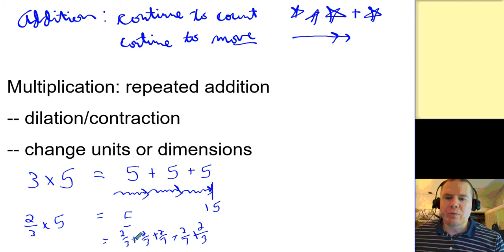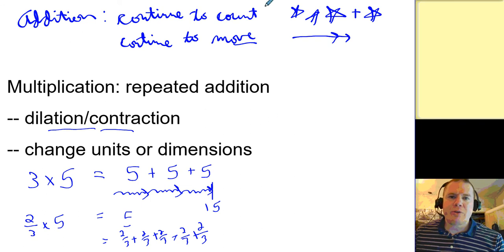We'll talk about why multiplication is commutative in just a moment. But that's not going to work if I do 2/3 times 4/7. Right? How do I write 2/3 4/7 of a time? Right? We need some other way to understand multiplication beyond just repeated addition. And that's where dilation or contraction come into play.